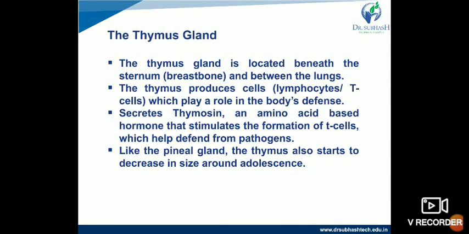Next gland is the thymus gland. The thymus gland is located beneath the sternum, that is the breastbone, and between the lungs. The thymus produces cells, that is T lymphocytes, which play a role in the body's defense mechanism. So it is a part of the immune system. It also secretes thymosin, an amino acid based hormone that stimulates the formation of T cells, which help in defense from pathogens. Like the pineal gland, the thymus also starts to decrease in size around adolescence.